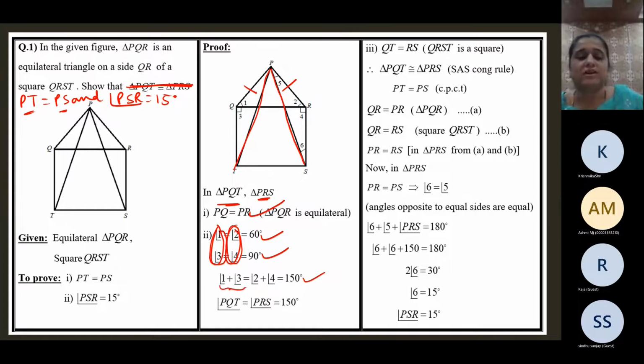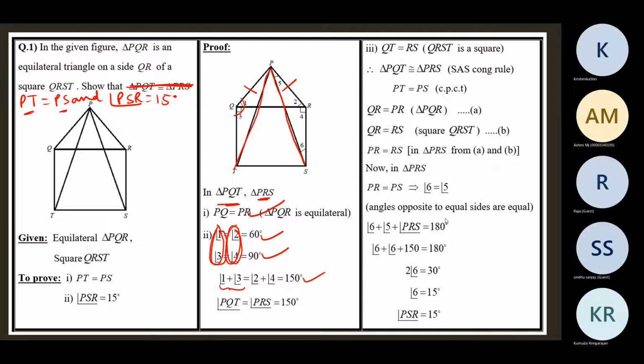So what is angle 1 plus angle 3? PQT. Angle PQT is nothing but 150 degrees. 1 plus 3 is nothing but PQT, and 2 plus 4 is nothing but PRS. So these two angles are equal to 150 degrees. So that's the second point.